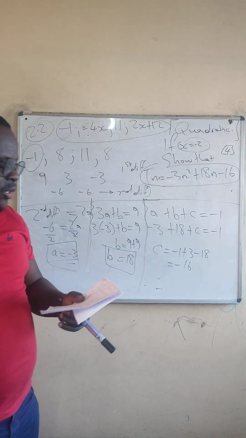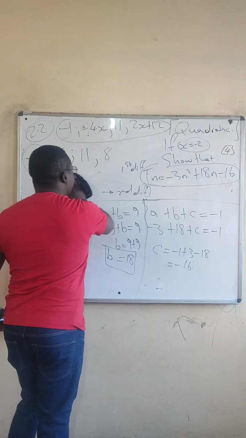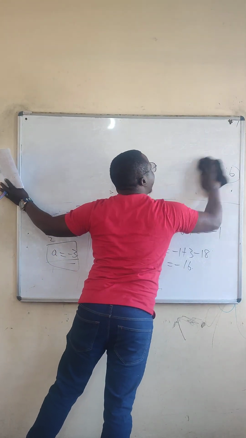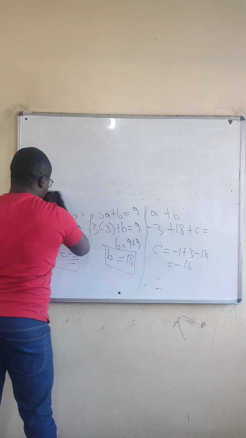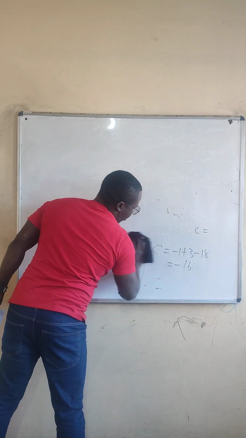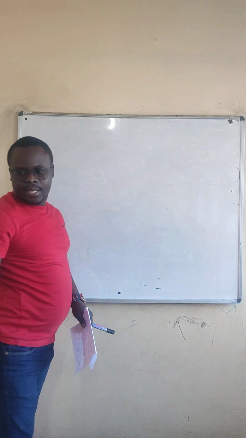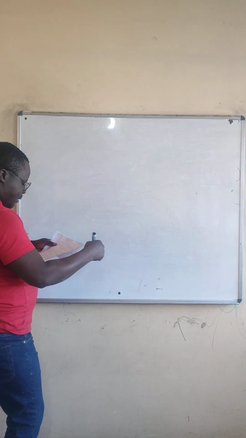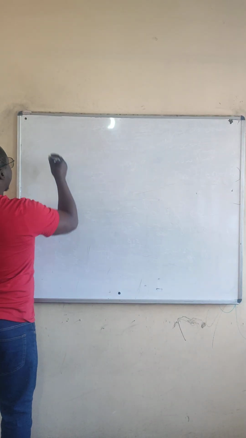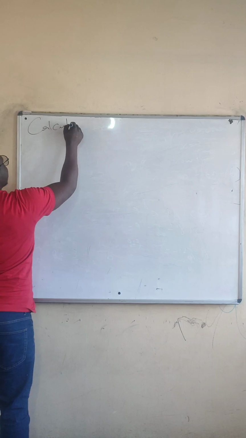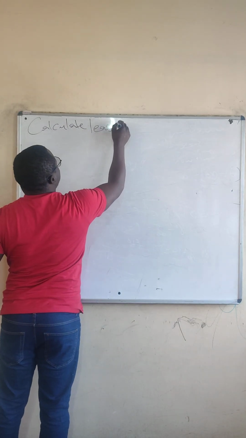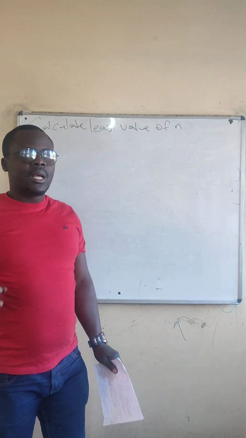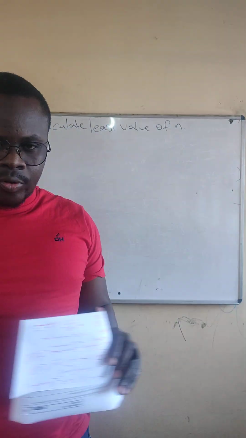And let's move on to the last question, which is 2.2.2 on question 2. The last question is still about the same sequence. But we have a question, which is written like this: you are supposed to calculate the least value of n. That's the question. Calculate the least value of n.